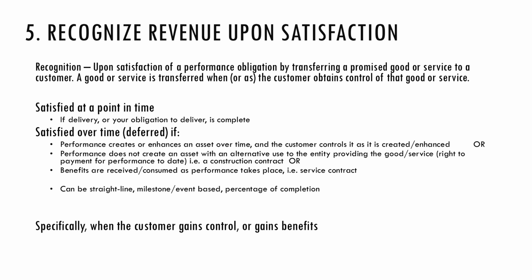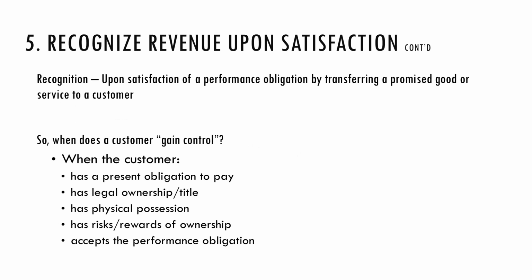Well, what does that mean? When does a customer gain control? And all of these must be in place. When the customer has a present obligation to pay. When the customer has legal ownership or title, has physical possession, has the risks and rewards of ownership, and accepts the performance obligation. That last one is probably the trickiest of the bunch. The customer accepts the performance obligation. This is where a judgment call comes in place.